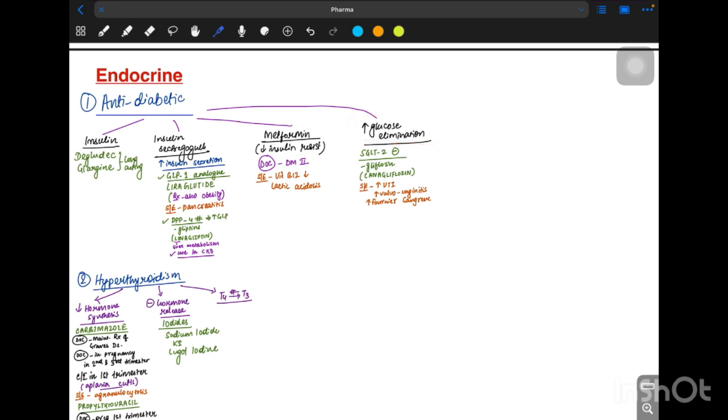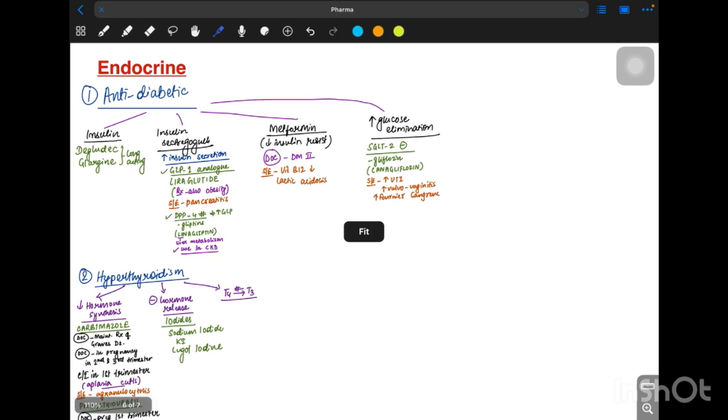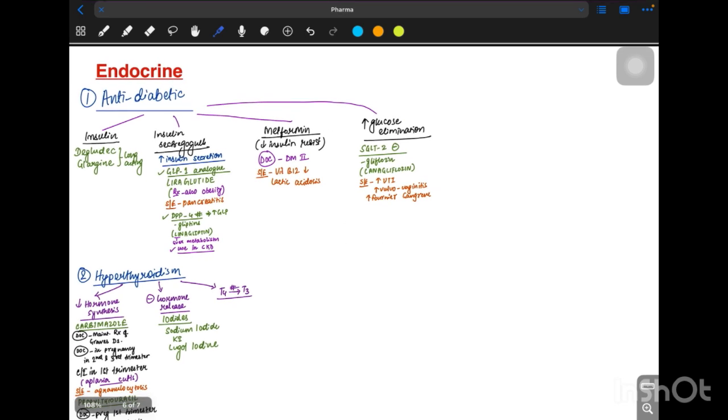First, coming to insulin, what are the examples of long-acting insulin? Degludec and glargine. What are examples of insulin secretagogues? They increase the insulin secretion inside our body, and they do this by acting on GLP-1. So it is a GLP-1 analog. The example is liraglutide. So glutides are examples of GLP-1 analogs. Liraglutide is also preferred in treatment of obesity. The side effect for this is pancreatitis.